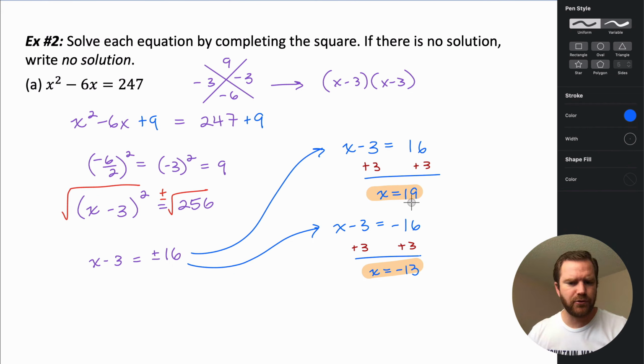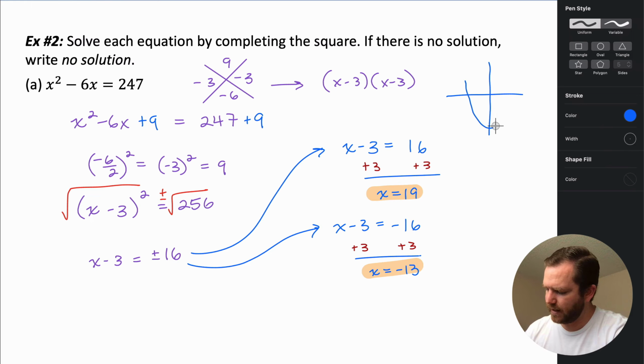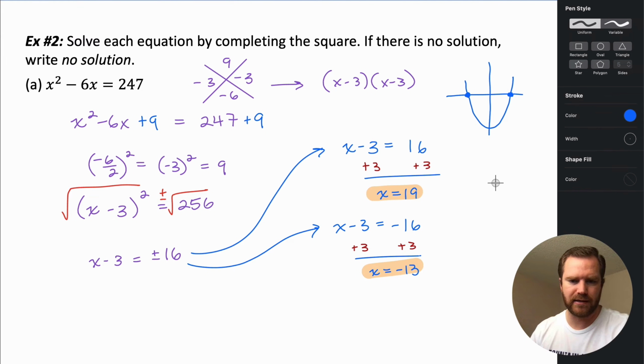Now, if you recall, solutions basically just represent where your graph crosses the x-axis, right? So if we had our graph that looked like this, we'd have a point over here that would be like x equals negative 13. We'd have this point there that would be like at x equals 19. And that's what our solutions represent.